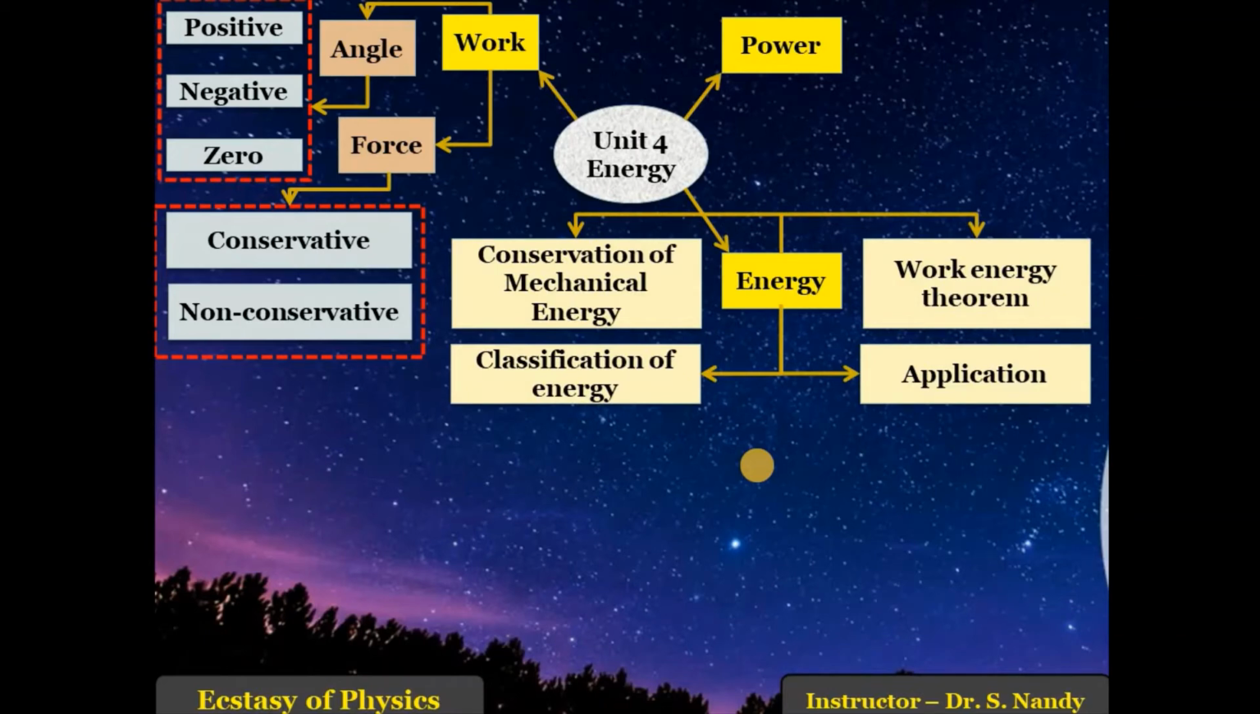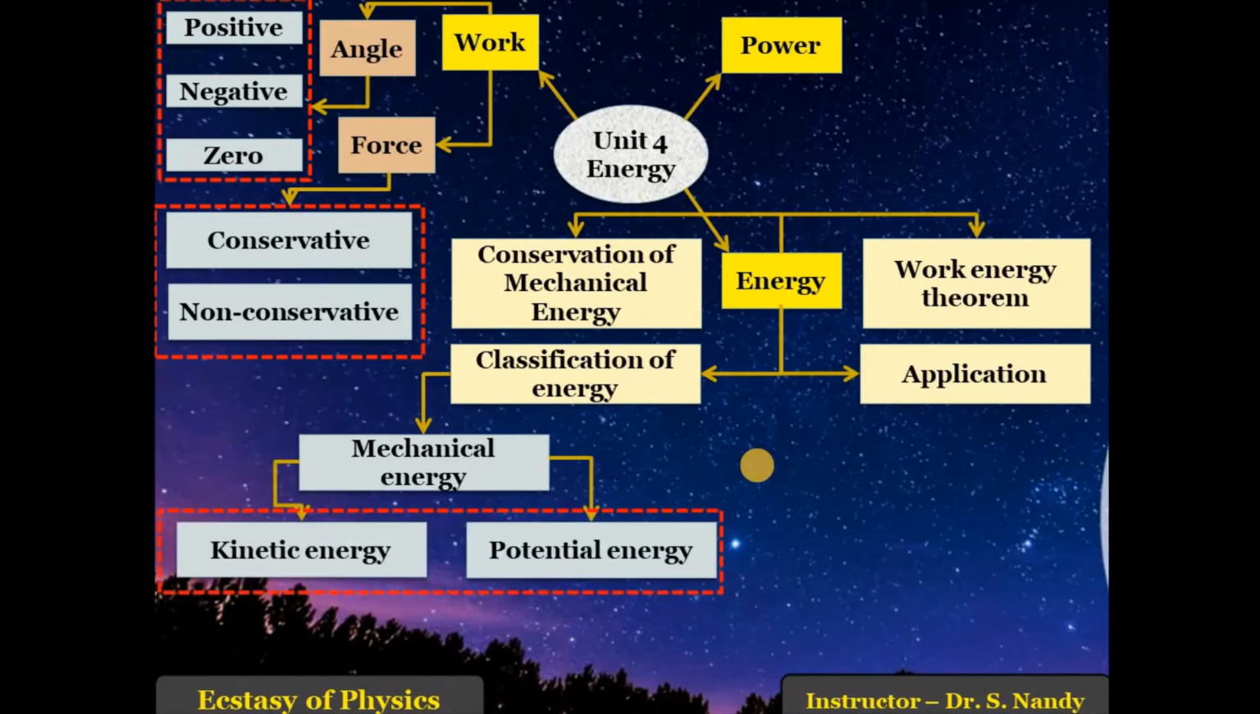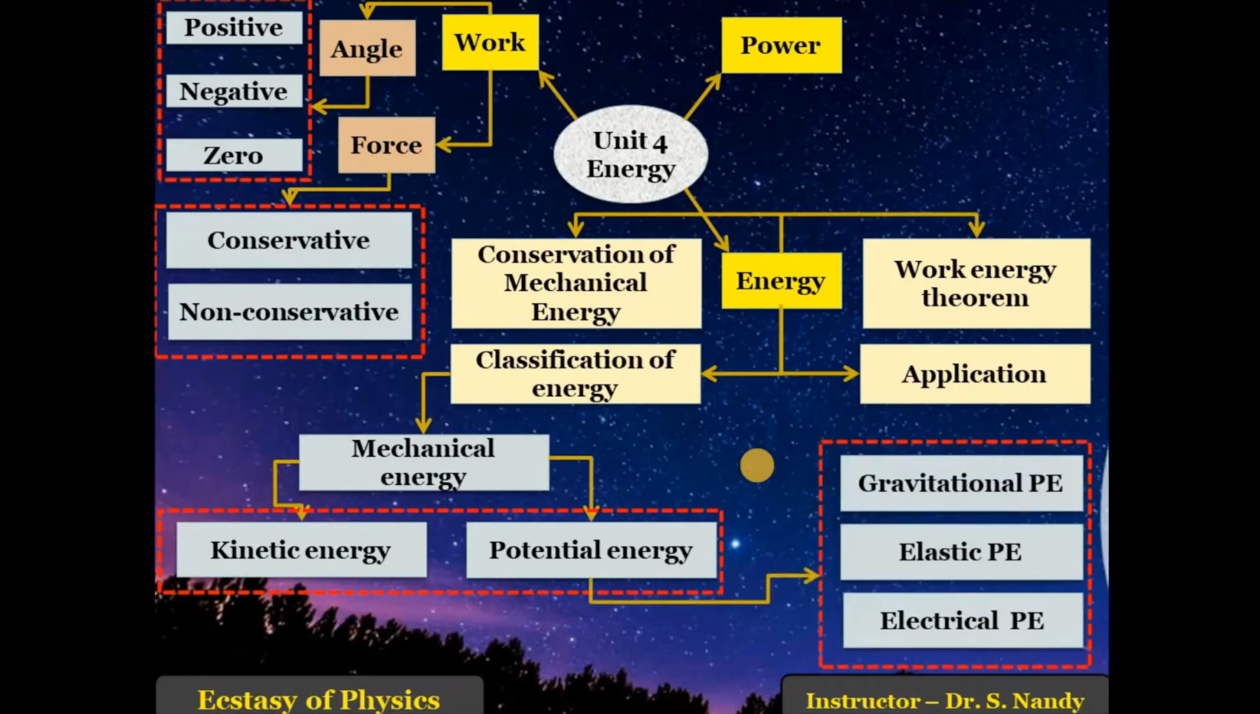Then after that, we'll be defining energy, conservation of mechanical energy, classifications of energy, the work energy theorem and its applications. After that, in AP Physics 1 we mainly have mechanical energy, which consists of kinetic energy and potential energy. Then the potential energy we are going to define in terms of gravitational potential energy, elastic potential energy and electrical potential energy. This is the overall structure of energy under AP Physics 1.